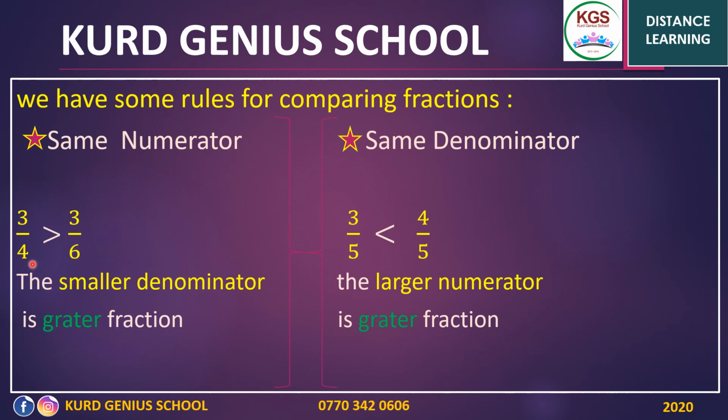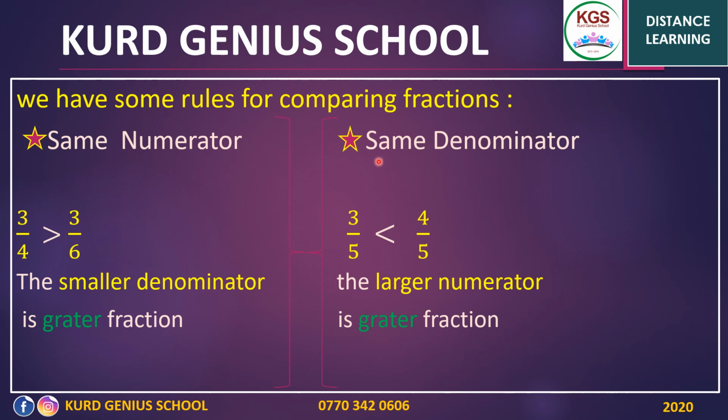So here, which one is greater, 3/4 or 3/6? Because here the numerators are the same, we are looking at the denominator. The smaller one is the greater fraction. So 3/4 is the greater fraction.